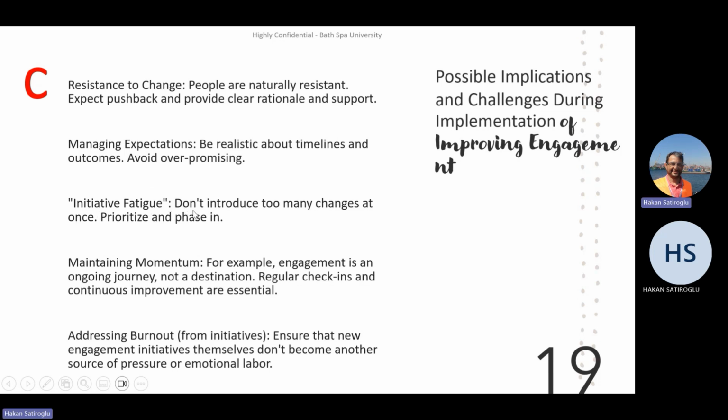Initiative fatigue, don't introduce too many changes at once. So you need to bring some steps and prioritize and put some phases in the project. Maybe you can use a Gantt chart and show that you have taken this kind of implication precautiously. So all of them carry on this way, so you can read the rest of them. I don't want to read.